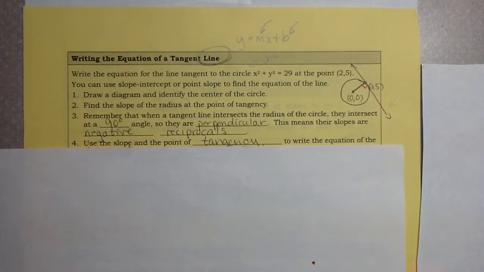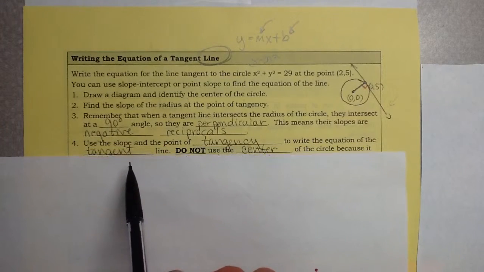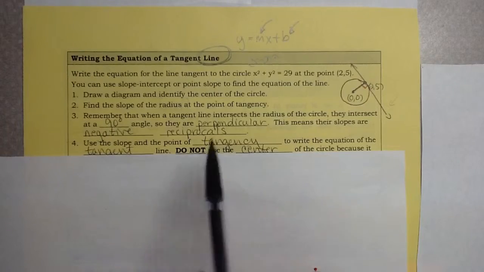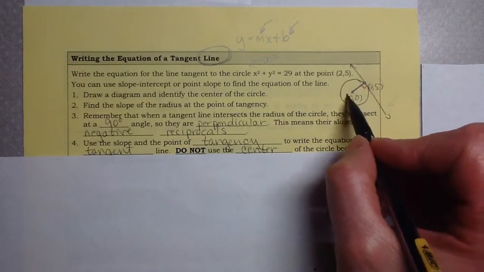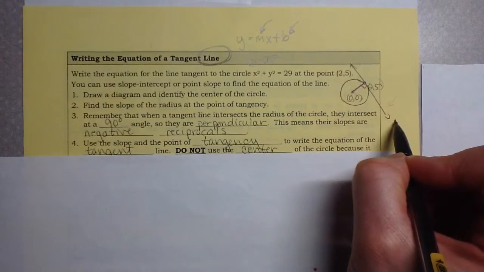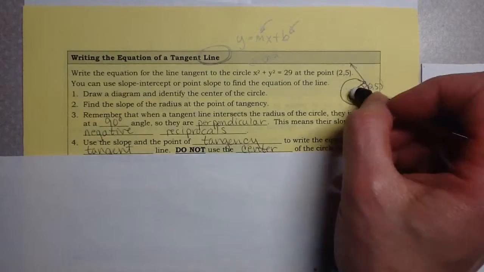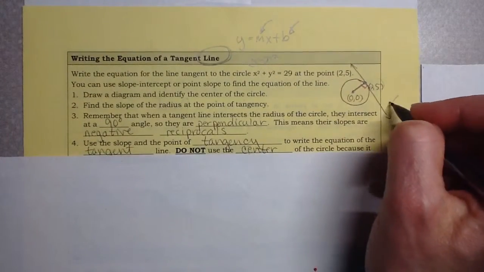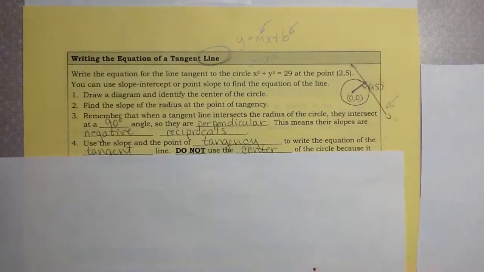Okay, so we're going to use the slope and the point of tangency to write the equation of the tangent line. Now, the reason why we're going to use this point instead of this point is because the center's not even on the line. So don't use this one. After you find the slope, just cross that one off. Sometimes students will use the center to write the equation for this line, and if you think about it, that doesn't make sense. (0, 0) is not on that line.